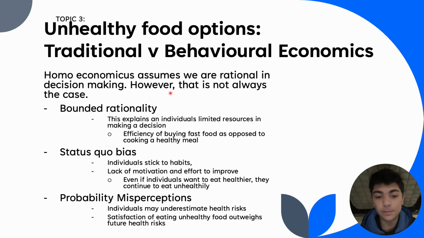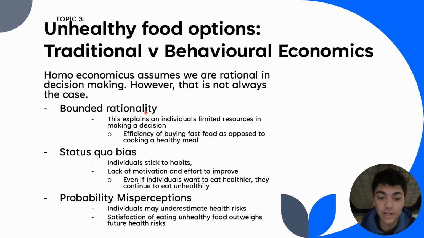Now in topic 3, we'll be looking at unhealthy food options, so traditional versus behavioral economics. So Homo economicus, which is a part of traditional economics, assumes that we're rational, we make good decisions, smart decisions, but that's not always the case. So these 3 are part of behavioral economics, and they assume that we're not rational, we're not smart.